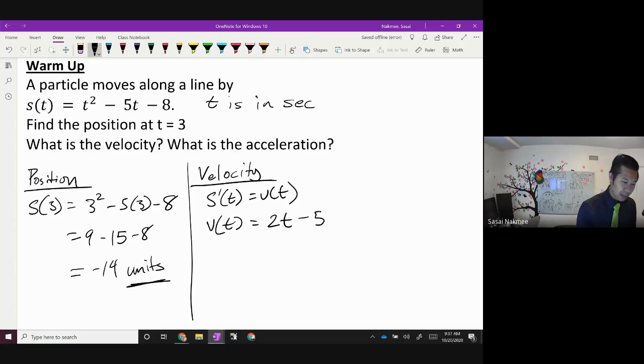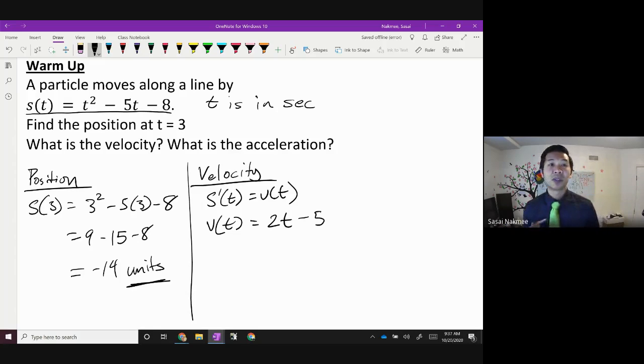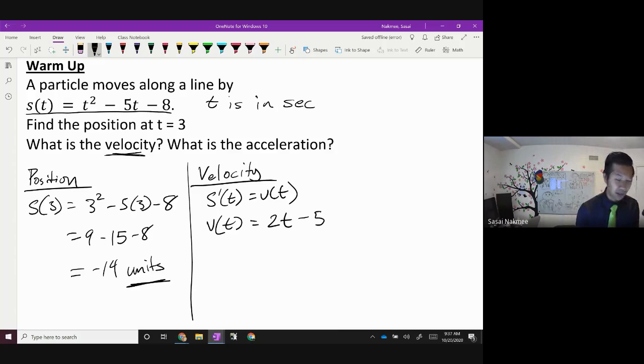All I'm doing is looking at this original position function, and I'm taking the derivative with respect to time. With respect to time, because that's what velocity is. It's the change in position over the change in time. And that's what I'm doing here, taking the derivative of position with respect to time. Anyways, I'm talking too much here.